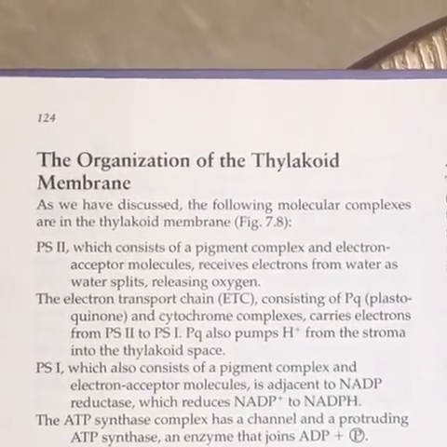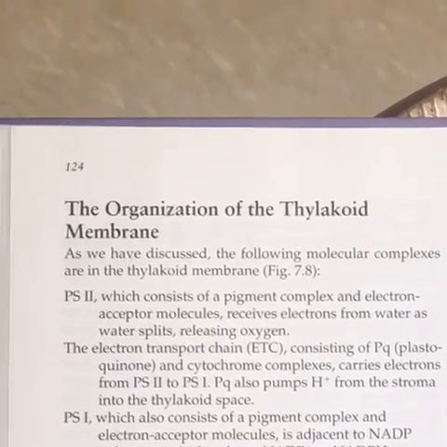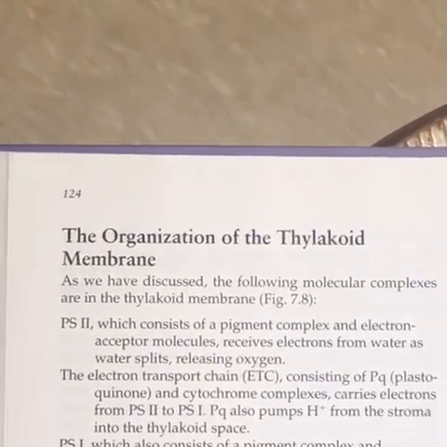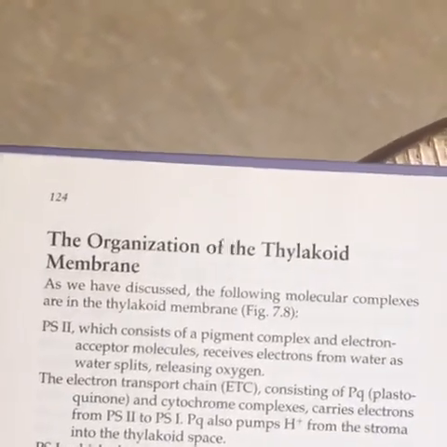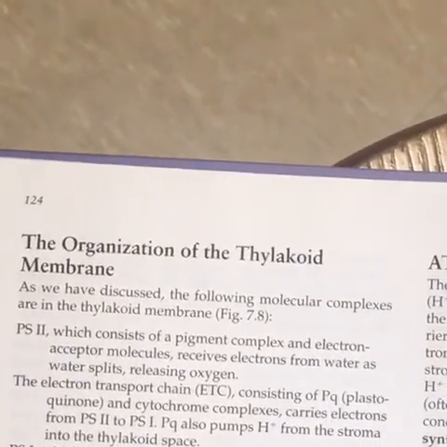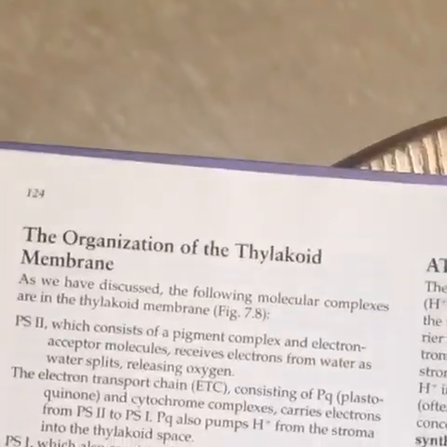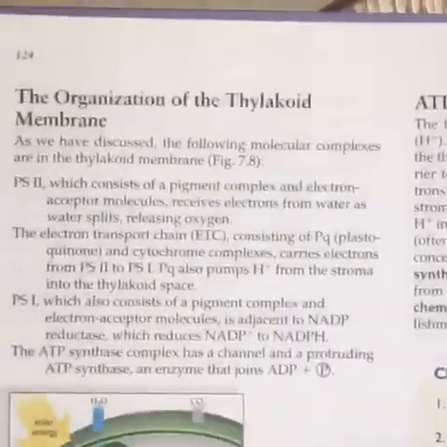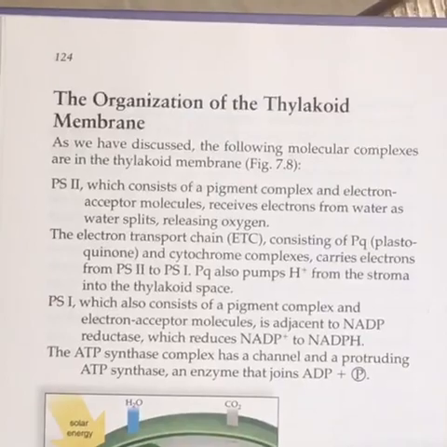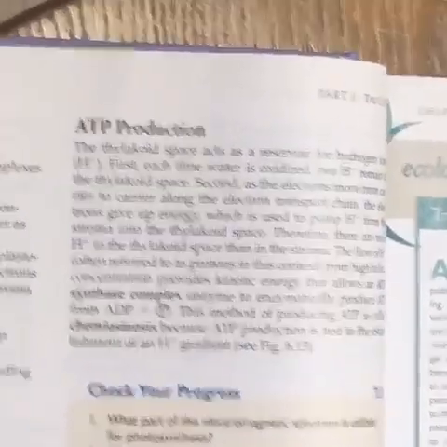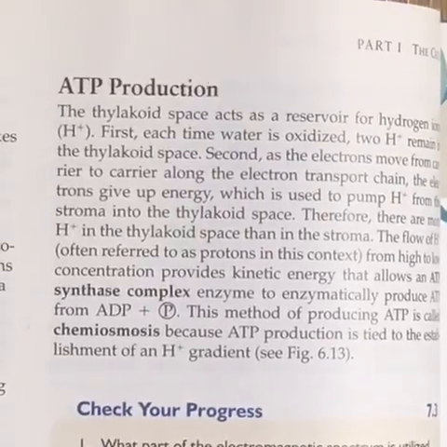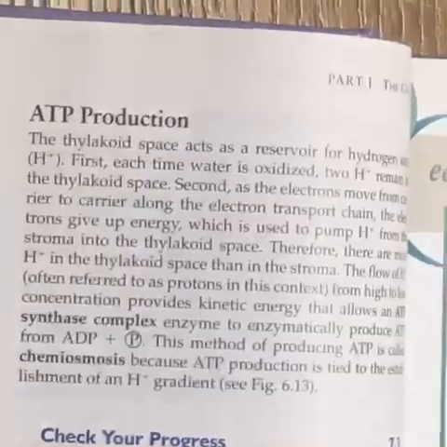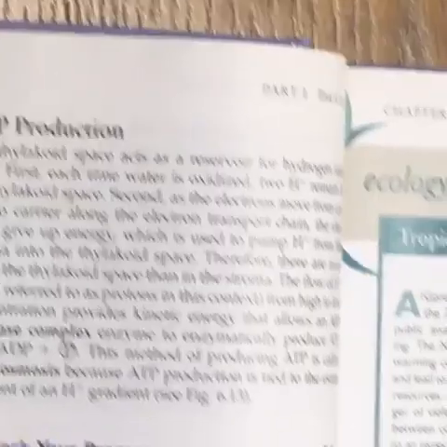PS1, which also consists of a pigment complex and electron acceptor molecules, is adjacent to NADP reductase, which reduces NADP+ to NADPH. The ATP synthase complex has a channel and a protruding ATP synthase enzyme that joins ADP plus P to make ATP. The thylakoid space acts as a reservoir for hydrogen ions.